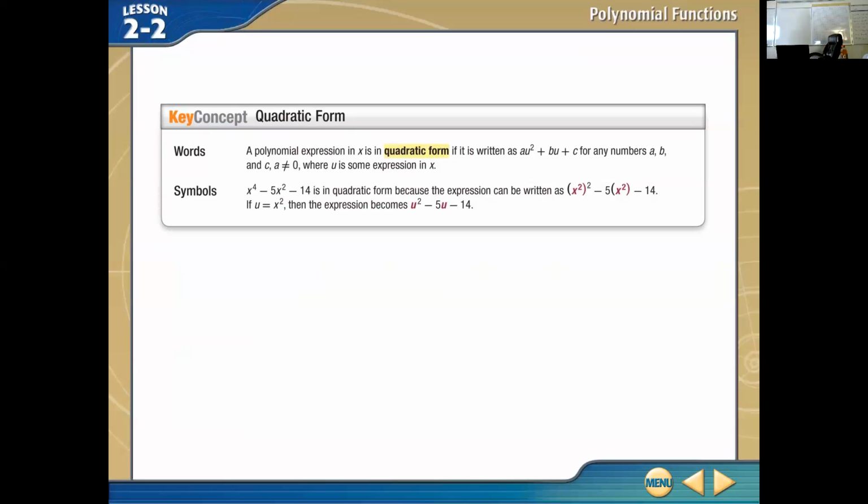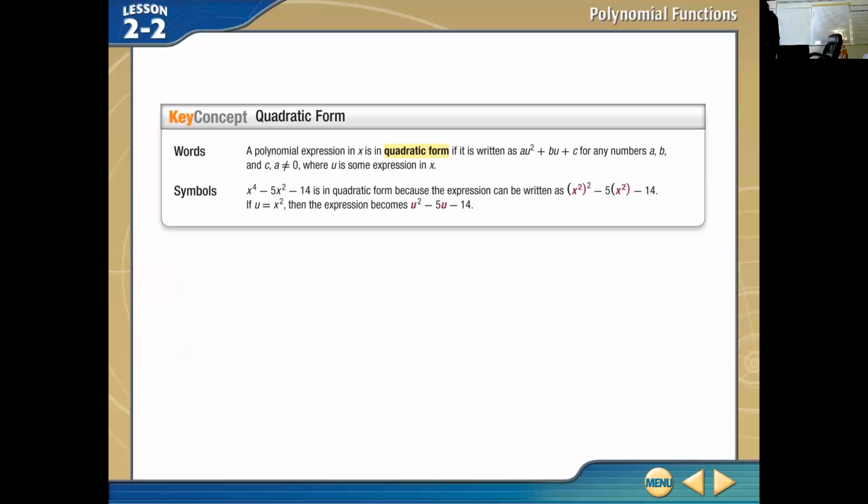A polynomial expression in x is in its quadratic form if it is written as a times u squared plus bu plus c for any numbers a, b, and c, where a cannot equal 0, and u is some expression of x. To put this in layman's terms, we're going to nominate what u is. It could be x to the third, it could be x to the fourth, but most commonly we're going to use x squared.